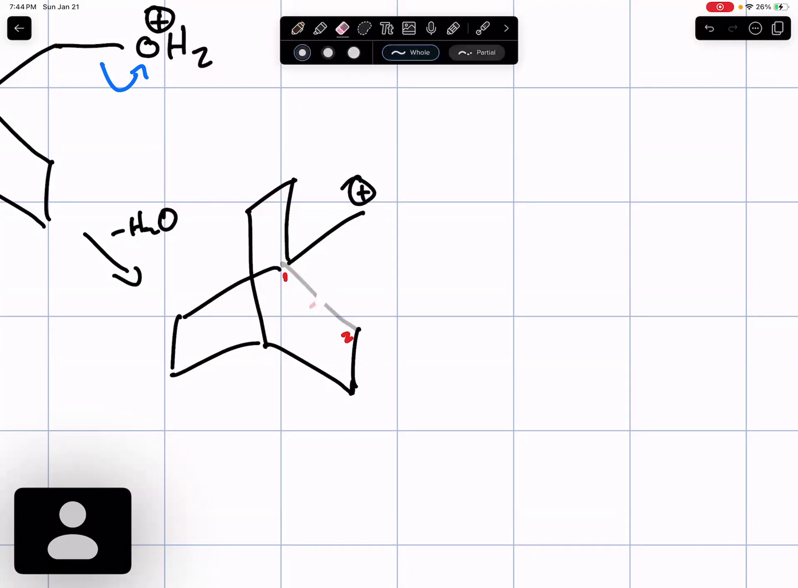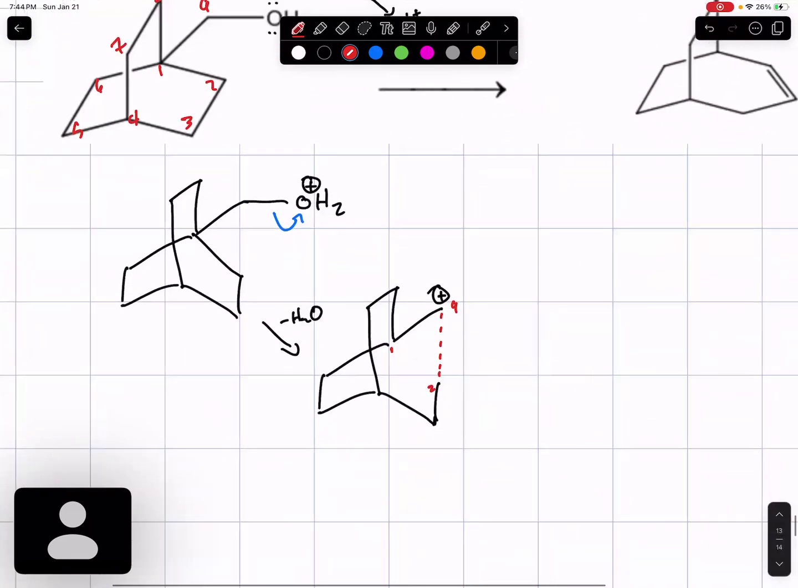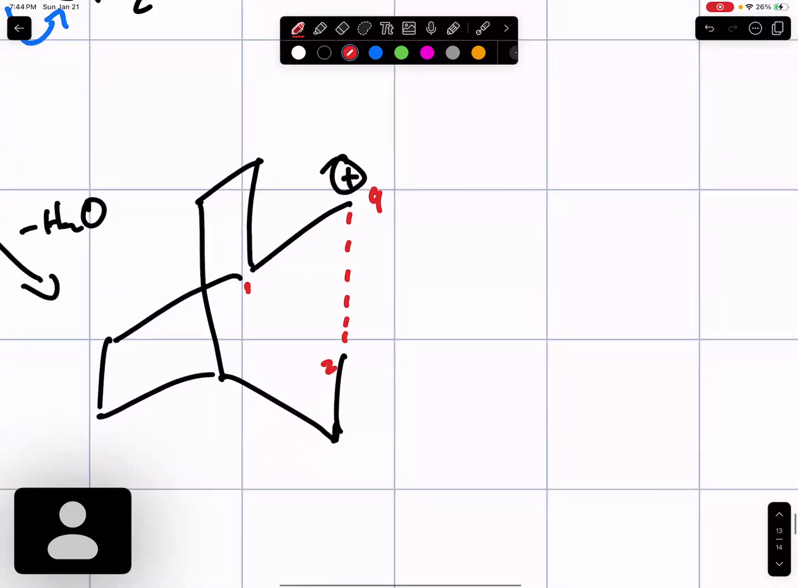Okay? Once I break that bond, I slice that open. And now I'm going to form that bond between 2 and whatever this carbon is. I forgot how many carbons we counted, but let's say this was carbon 9. How many carbons did we originally have? 1, 2, 3, 4, 5, 6, 7, 8, 9. Yeah, that would be 9. So carbon number 9. I'm forming a bond between 2 and 9.